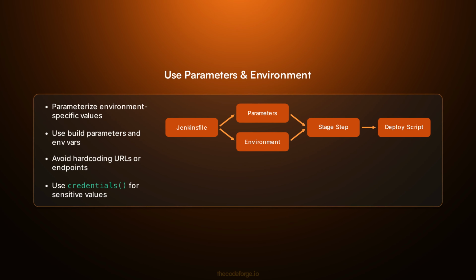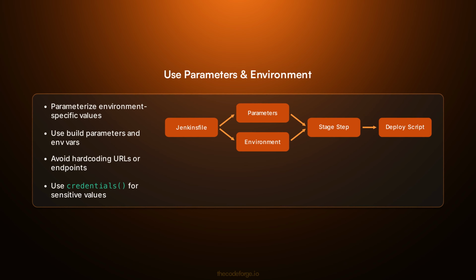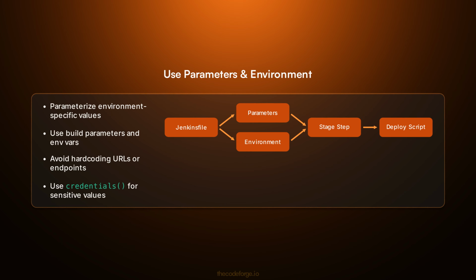Avoid hard-coding environment-specific values like database URLs. Instead, use build parameters and environment variables. For sensitive values, use the credentials binding. This makes your pipelines portable across environments and reduces configuration errors.